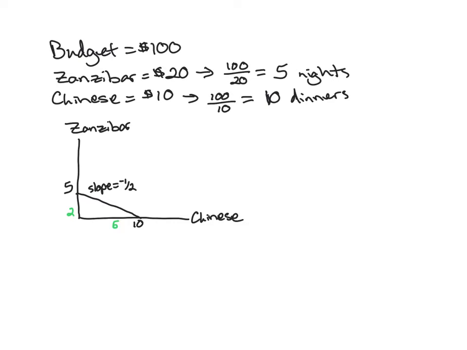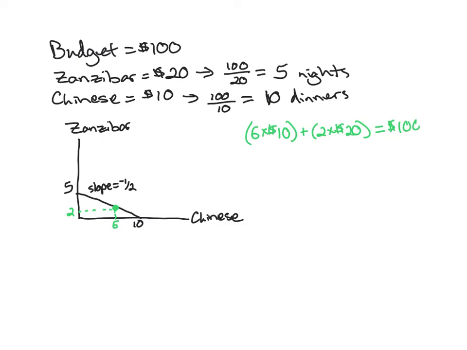One is to simply add up what the cost would be of this combination. So 6 times $10 at the Chinese restaurant plus 2 times spending $20 at Zanzibar. And that would be 60 plus 40, which is in fact $100. So if we draw that on the production possibility frontier or the budget constraint, we see that we would be right on that budget constraint, not within it and not beyond it either.